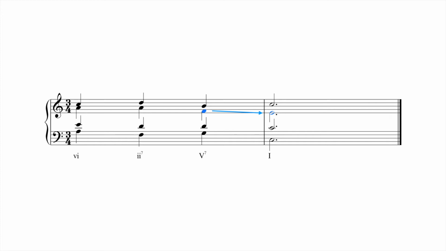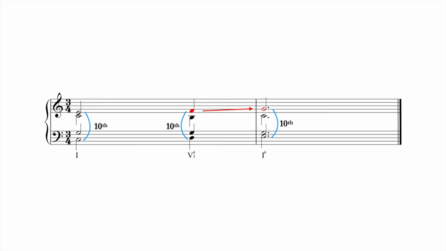There's one notable exception to this principle, namely when the chordal seventh forms parallel tenths with the bass voice, as in the progression 1-5-4-3-1-6. In cases like this, the chordal seventh may rise by step instead.